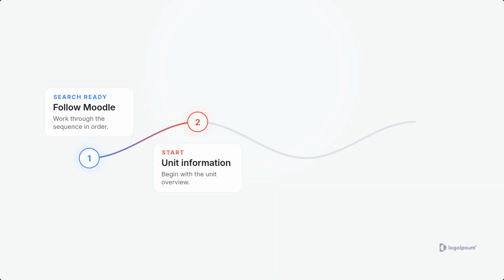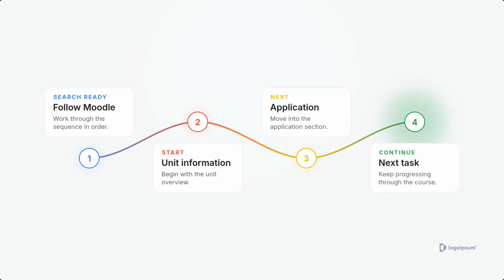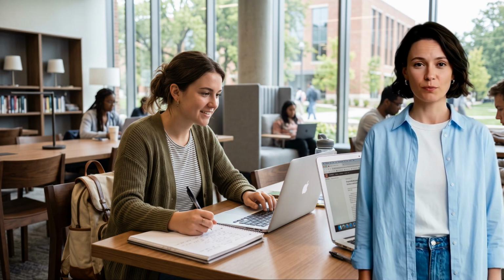Start in unit information, move into application, then use the next task section to keep progressing through the course. From there, you're ready to do the research itself. Power up your device, get online, and use the approved application to open the search engine you'll be working in. Once you've found useful information, record it clearly and pass it on in the format the task asks for, whether that's notes, a document, or another required submission.